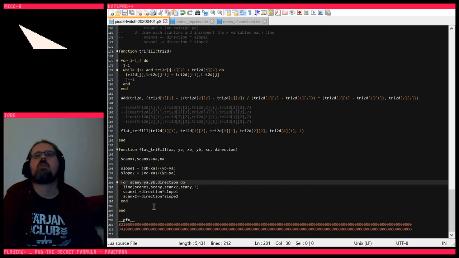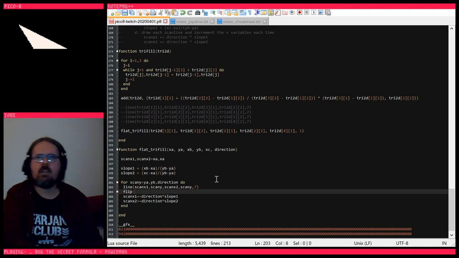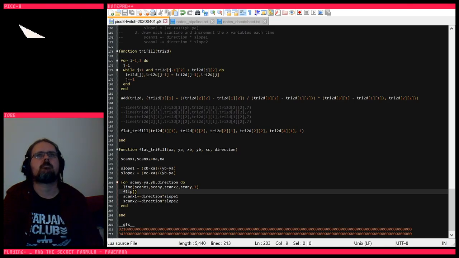So just to illustrate this, we're going to add a flip after each call of a line. So basically that's gonna force a frame buffer update after each line call. So now we should see it drawing the line. Yes. So it does it like that.